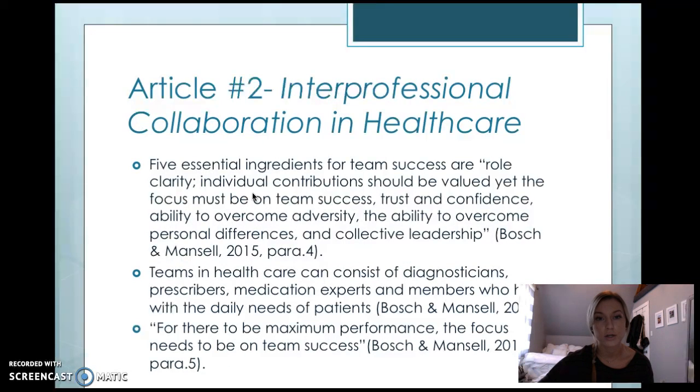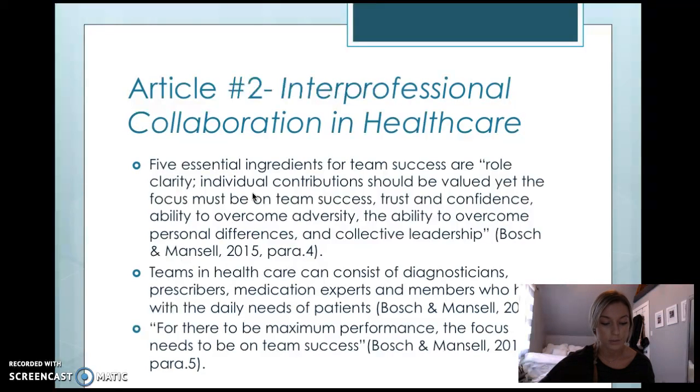The second article that I chose is called Interprofessional Collaboration in Healthcare. Each of these 3 articles had similar ways that they found helped establish collaboration. The article, Interprofessional Collaboration in Healthcare, felt that there are essential ingredients for a team to be a success.